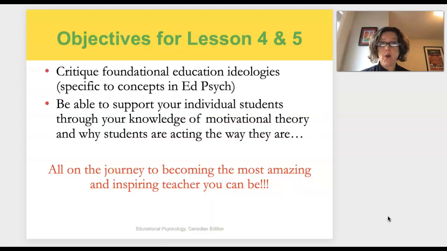Okay, so to get us going, objectives for lesson 4 and 5. Why are we doing this lesson together on critiquing research and motivation? Because I want you to be able to critique foundational educational ideologies with specific concepts in Ed Psych. And I want you to be able to support your individual students through your knowledge of motivational theory and why students are acting the way they are, so that you can actually critique what's going on. And of course, it's all on the journey to becoming the most amazing and inspiring teacher you can be. That's ultimately why we're doing all of this.